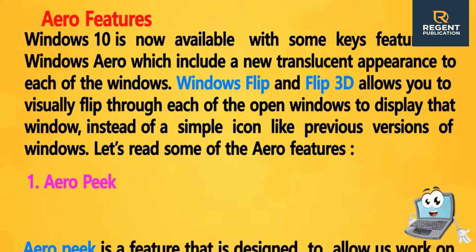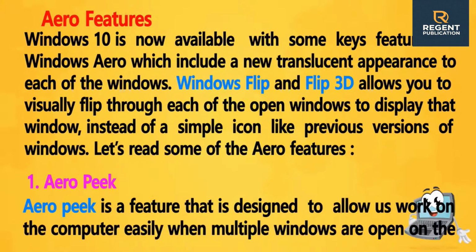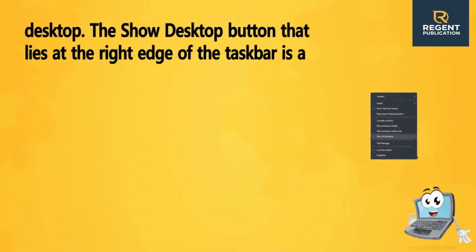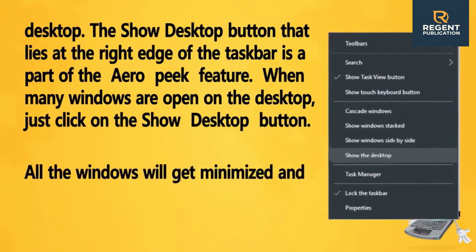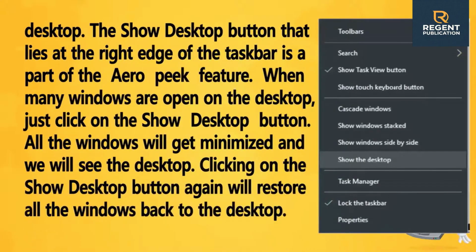Aero Peek. Aero Peek is a feature that is designed to allow us to work on the computer easily when multiple windows are open on the desktop. The Show Desktop button that lies at the right edge of the taskbar is a part of the Aero Peek feature. When many windows are open on the desktop, just click on the Show Desktop button. All the windows will get minimized and we will see the desktop. Clicking on the Show Desktop button again will restore all the windows back to the desktop.